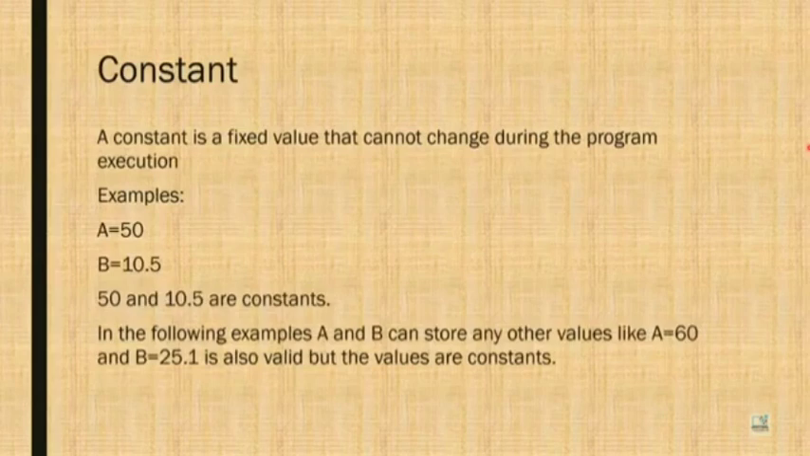Next is, what is a constant? A constant is a fixed value that cannot change during the program execution. Examples: A equal to 50, B equal to 10.5. If you see, these are the same examples, but the A and B are the variables, whereas the 50 and 10.5, they are the constant. So we can say that the values are the constant, and what is special about constant, that their value is not changing. They are fixed values, okay?